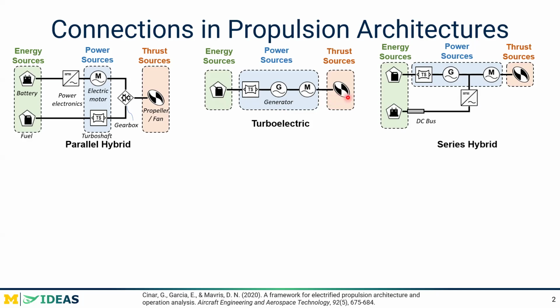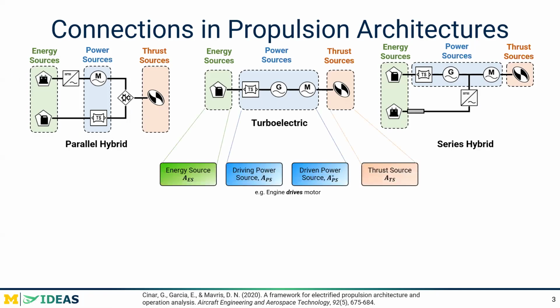Similarly, we can have a series hybrid configuration. Instead of putting the electric motor in parallel to the turboshaft engine, I can take the series wiring like I did from the turboelectric configuration, but also supplement the electric motor power with a battery. As you can see, each of these electrified propulsion architectures has a different set of connections, and we need a general way to represent these. And that's where these matrices inspired from graph theory come into play.